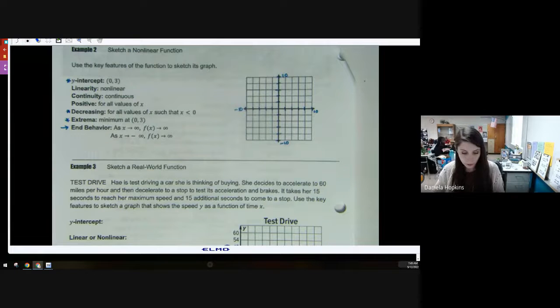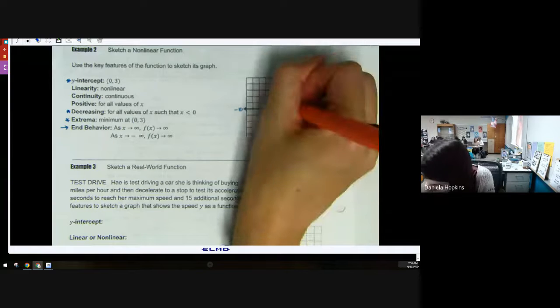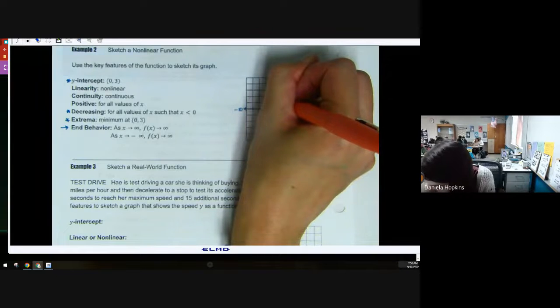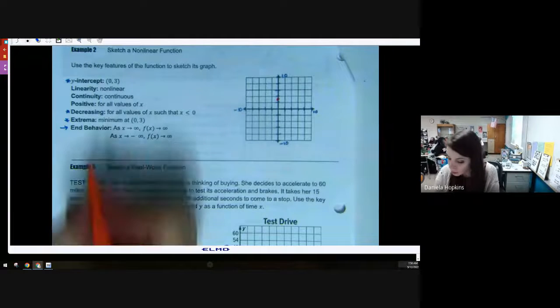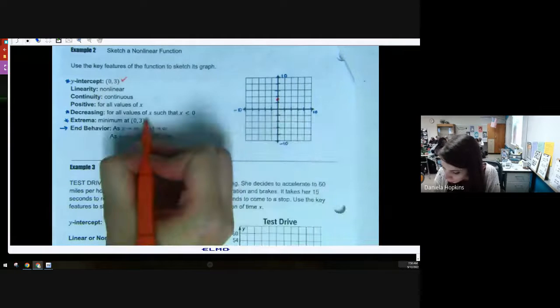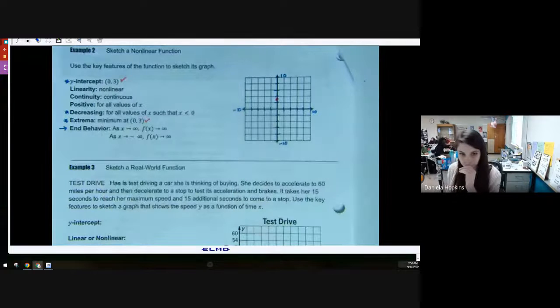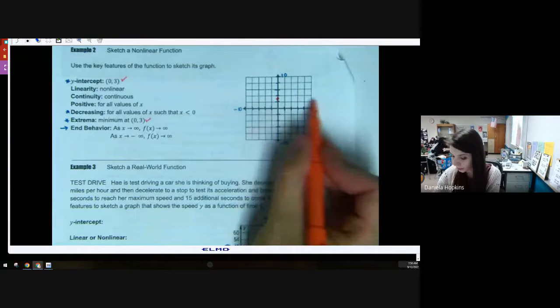Let's start with that y-intercept. So our y-intercept is at (0, 3). This is counting by 2s, so it's halfway between 2 and 4. So that's my y-intercept. Also, note that that's the minimum. So we should not go below this line.